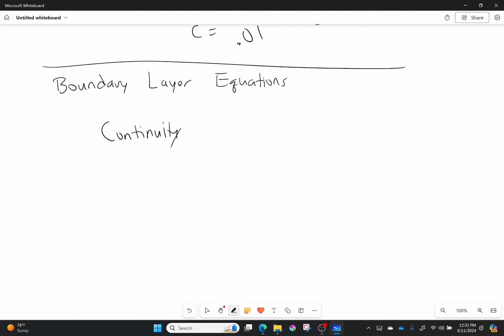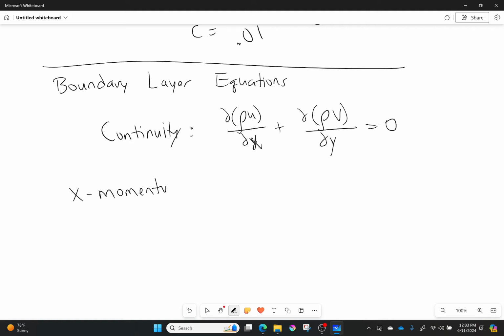That'll be del of rho u del x plus del rho v del y. I did my best to show that as a v. I, of course, failed already. That's an x there, that's an x, del y. There we go. Is equal to 0. Nothing too crazy there. X momentum. You're going to be like, do we simplify this? Not really. No. I mean, some simplifications, but it's not much. It's when we get to y momentum that we really see the simplifications.